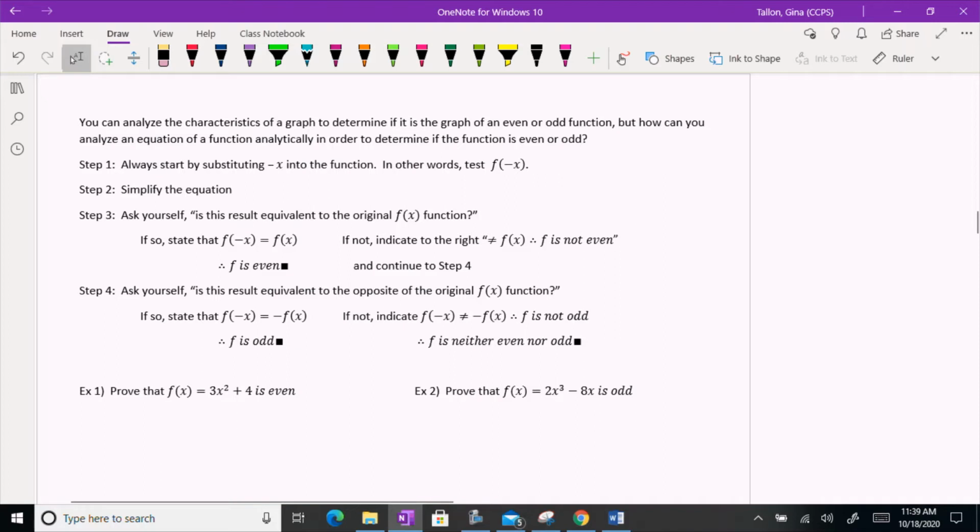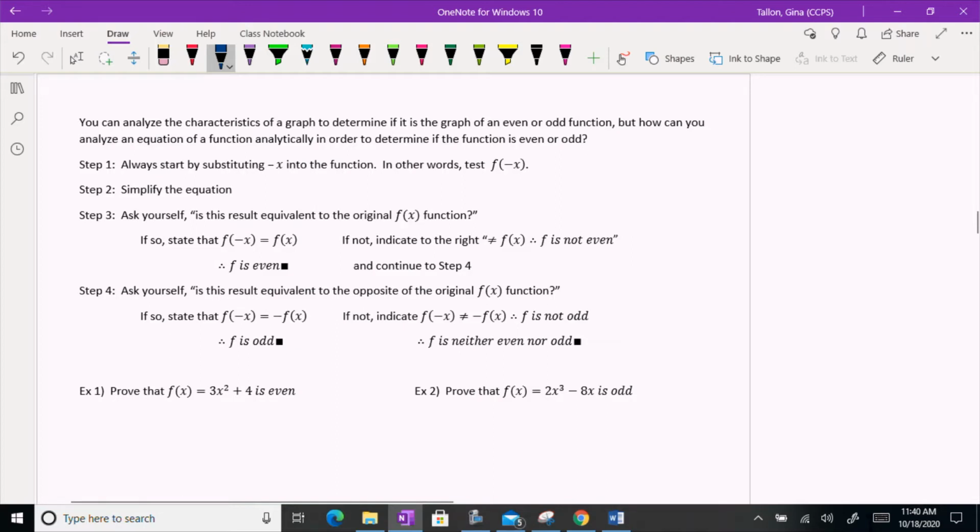Step 2, simplify the equation. Step 3, ask yourself, is this result equivalent to the original f of x function? If so, state that f of negative x equals f of x, and then say, therefore, f is even. So the little therefore symbol means therefore, and the little box means you're done. If not, however, indicate to the right that your answer does not equal f of x, and therefore f is not even. And then you continue to step 4.